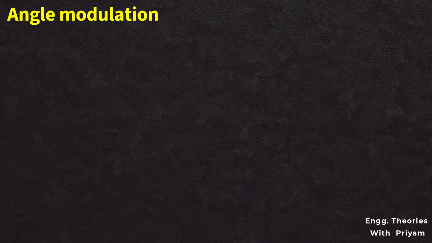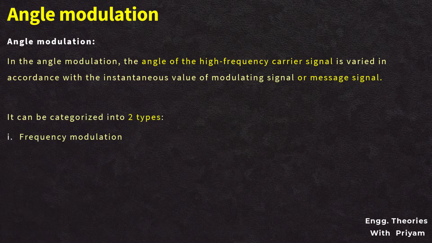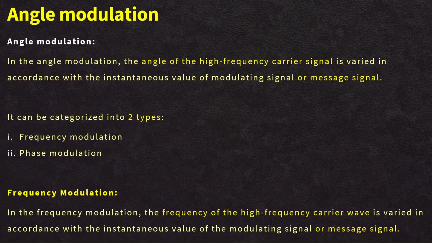Now, what is angle modulation? In the angle modulation, angle of the high frequency carrier signal is varied in accordance with the instantaneous value of the modulating signal. It can be categorized into two types: frequency modulation and phase modulation. In the frequency modulation, the frequency of the high frequency carrier wave is varied in accordance with the instantaneous value of the modulating signal. Let us observe this modulation graphically.